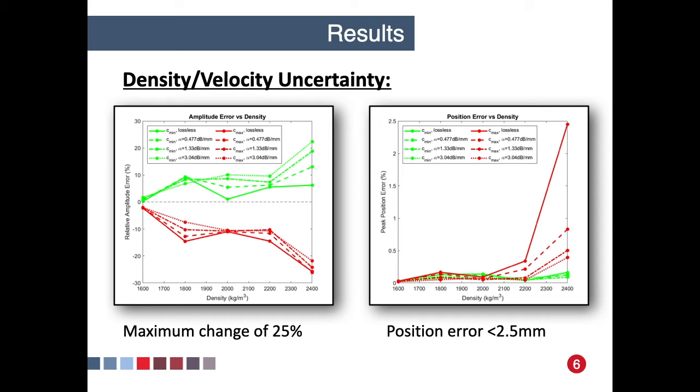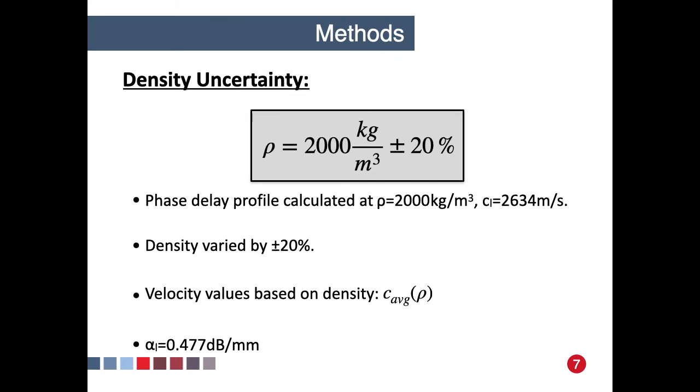So it's hard to summarize all of the data here in 5 minutes, but on the left we can see that the uncertainty produces a maximum change in peak amplitude of 25% that increases at higher densities, and in the figure on the right we see that the position error remained below 2.5 millimeters for all results and below 1 millimeter for all but a single result, and again increased with increasing density.